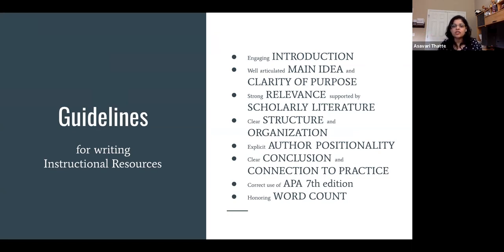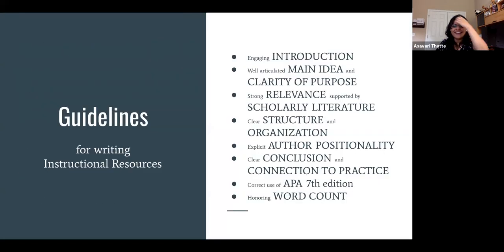There's a clear structure and organization to your instructional resource. Make your author positionality explicit. Make sure the conclusion is clear and there is a strong connection to practice. Please use APA 7th edition and please honor the word count.